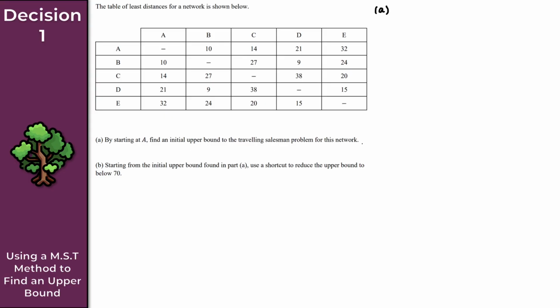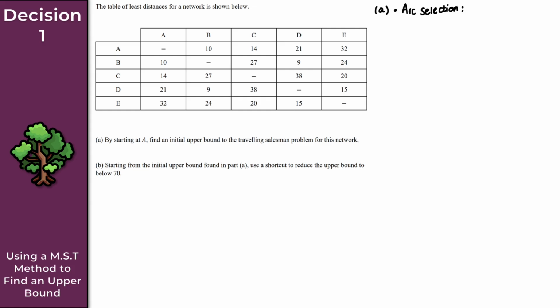To begin with, because the network is already in the form of a matrix, it makes sense to apply Prim's algorithm to this matrix, as opposed to drawing the network out and then applying, for example, Kruskal's. That wouldn't be very good; it would just be a waste of time. So let's apply Prim's algorithm to this matrix. We'll make a point here for the arc selection.